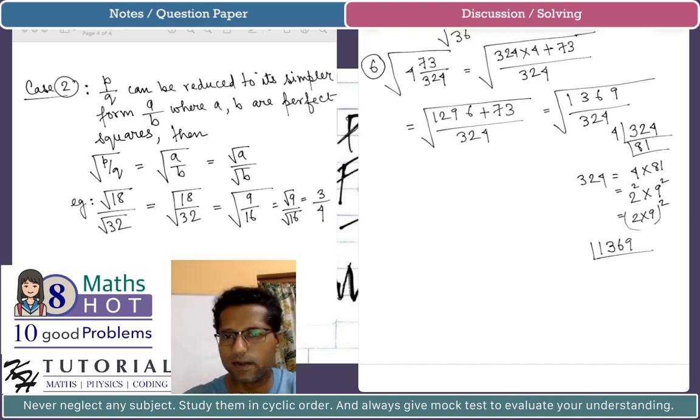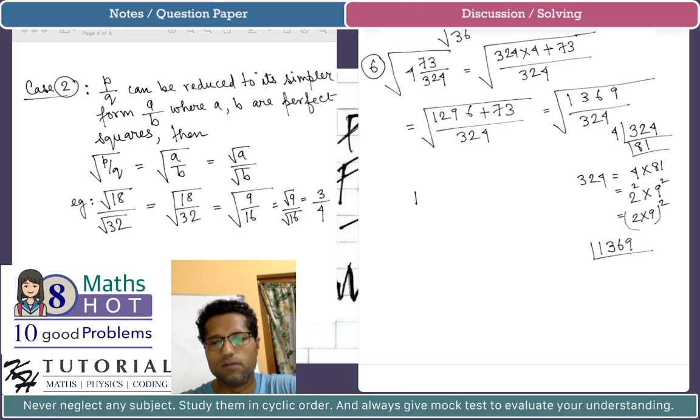So I'm stuck at this point. I cannot find the square root of 1369. So let's do it by the long division method. I hope this is a perfect square, but I can't seem to figure it out. So I'm using the long division method. So I have this, and I know this will be 3, 3, 9.